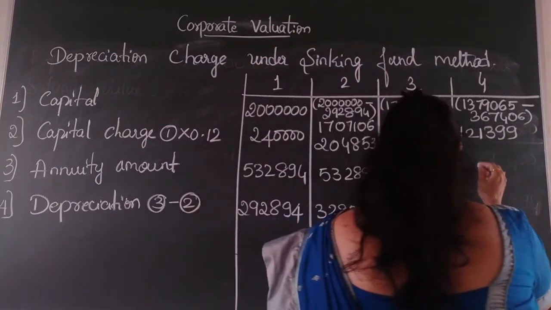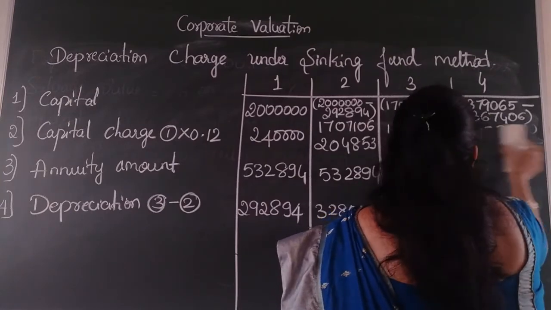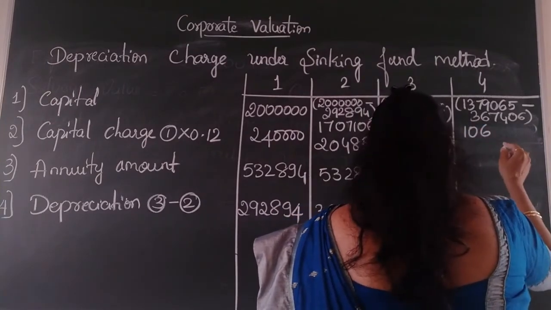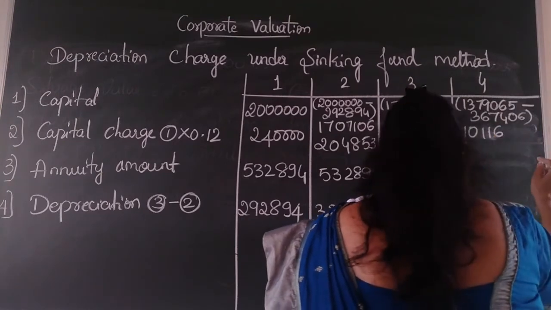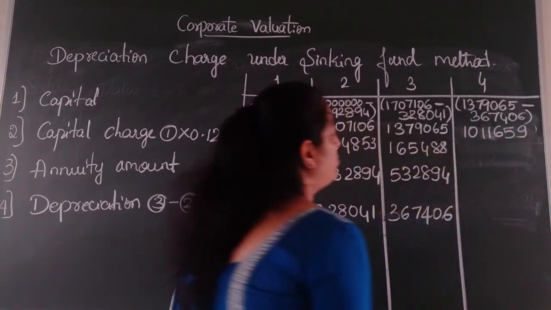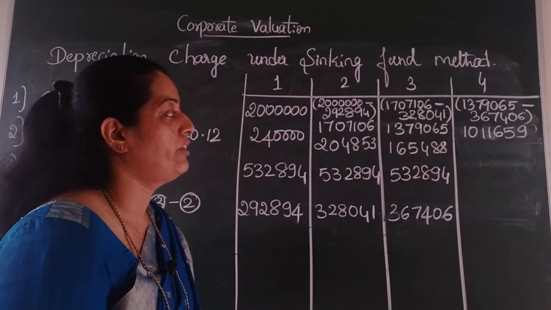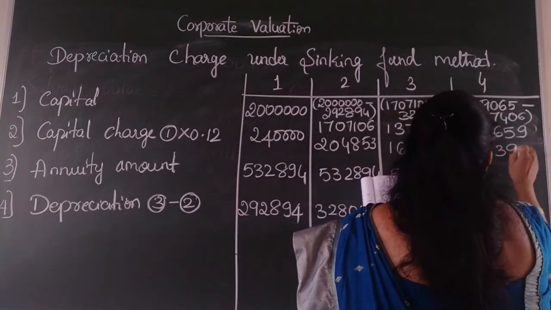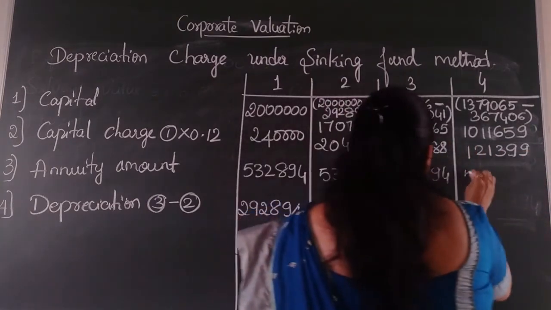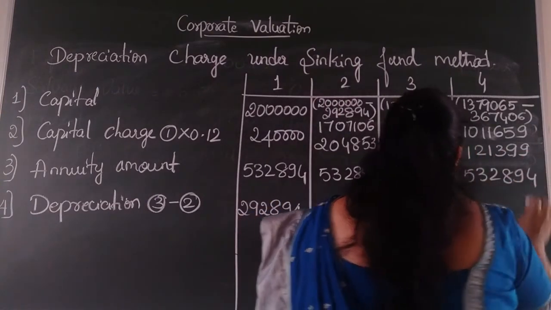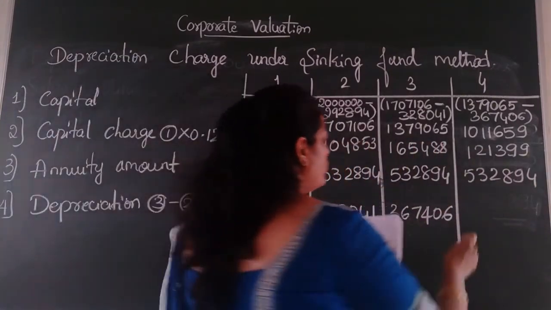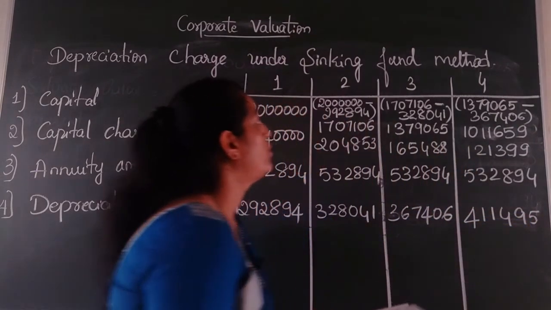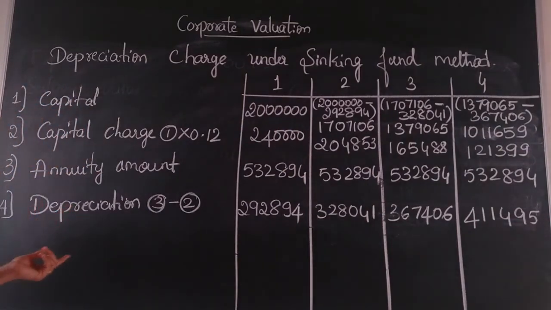Multiply by 12%. 10,11,659 multiplied by 12% gives you 1,21,399. Next, 5,32,894 minus 1,21,399 gives 4,11,495, which is the depreciation value through the sinking fund method.